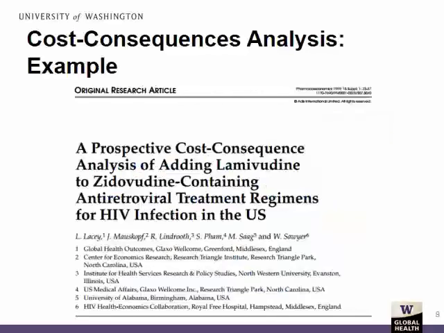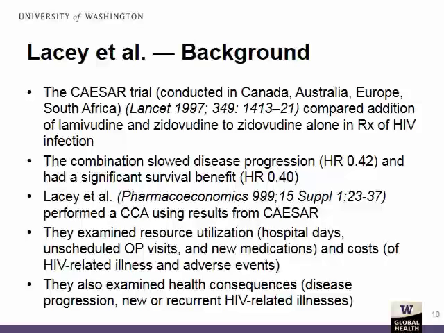And here's an example of a cost consequence analysis, a prospective cost consequence analysis of adding lamivudine to zidovudine for treatment of HIV infection in the US. This paper was published back in 1999. And in this paper, the background was that this CESAR trial had been conducted in multiple countries, and it had compared the addition of lamivudine and zidovudine to zidovudine alone in the treatment of HIV infection. This was back when the options for treatment of HIV weren't as numerous as they are today.